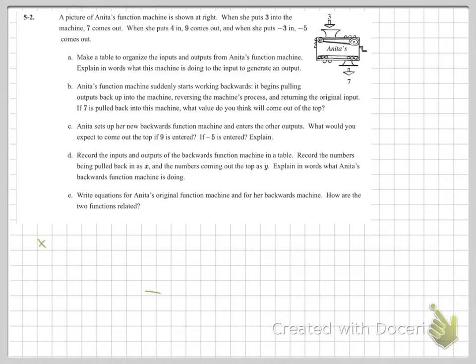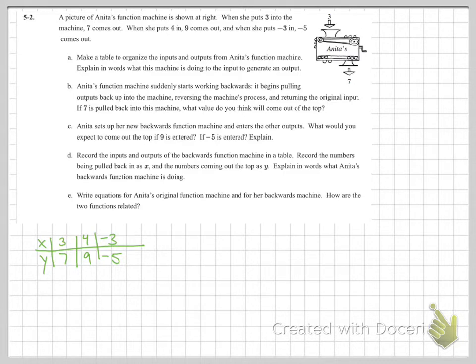So, inputs are x, outputs are y. She puts a 3 in, she gets 7. She puts a 4 in, she gets 9. She puts a -3 in, she gets a -5. Explain in words what's happening.